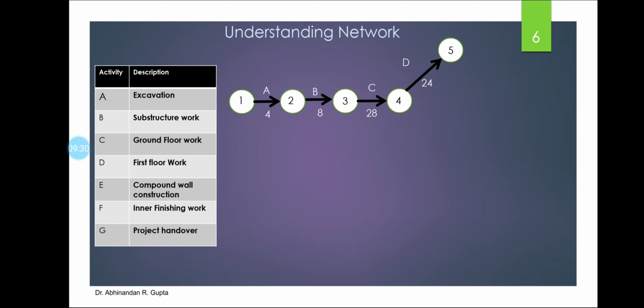Now you can see over here activity E is compound wall construction. That can be done in parallel with the first floor work. So we can start it in parallel with activity D. So we will take out another arrow from event number 4, that means after completion of ground floor work.